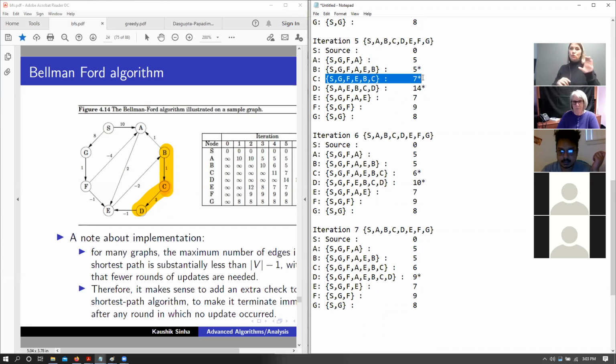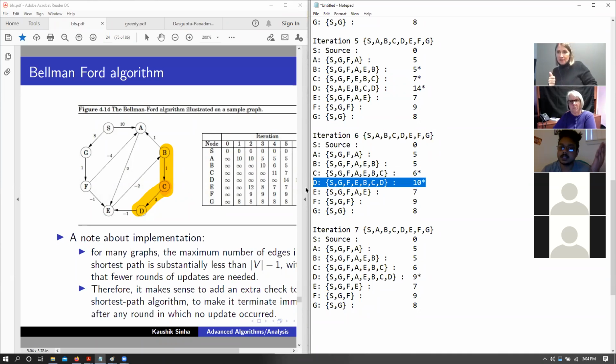The current distance of C is 7, B is currently 5, plus 1, that gives us 6. So the current distance of C is updated to this particular path. And from C to D, we currently have a path to this particular value of C, that is SGFEBC. So we update it to SGFEBCD, that gives us 7 plus 3. So that is 7 plus 3, that gives us 10. And that gives us a new path to D.